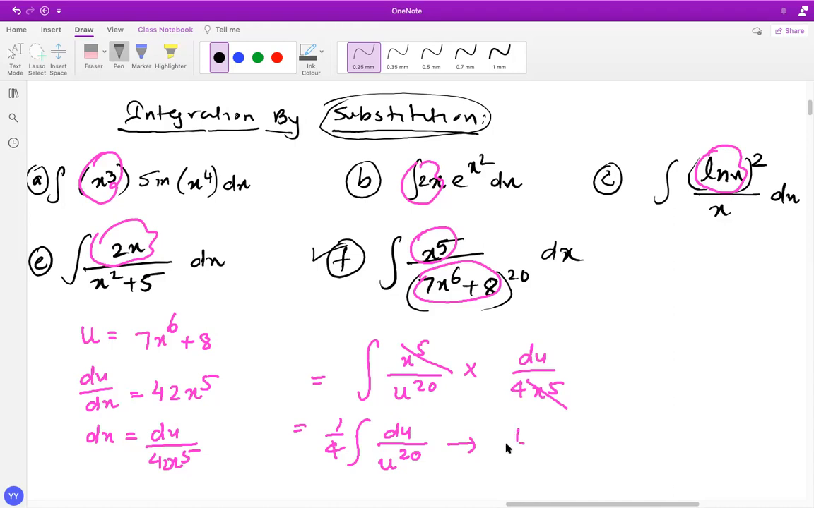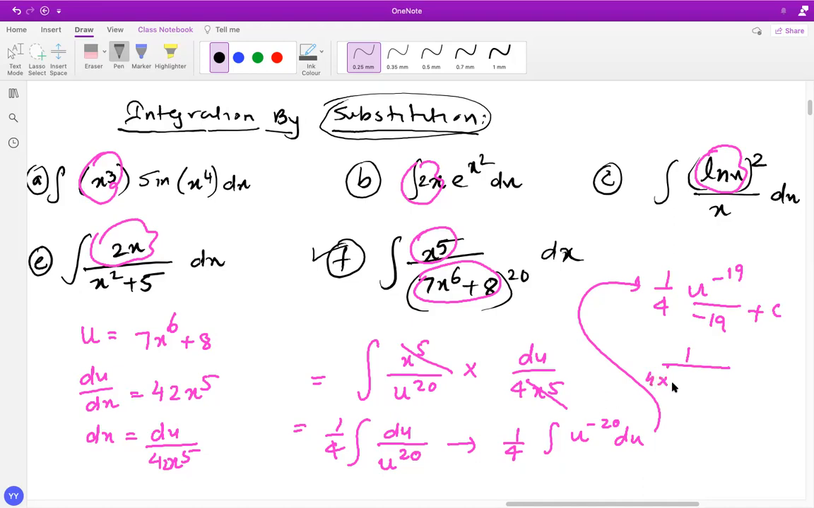Now if I integrate this, the constant times u to the power negative 20, and if I integrate this further, it'll be u to the power negative 19 over negative 19 plus c. So it is 1 over the constant times negative 19 u to the power 19. Obviously, you can simplify this, plus c. So u is nothing but, now you can plug back 7x to the power 6 plus 8 to the power 19, and this answer is as it is here. So this is the integration of this particular part.